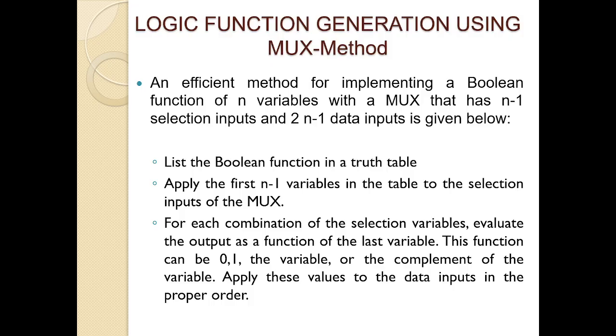Logic function generation using mux: an efficient method for implementing a Boolean function of n variables with a mux that has n-1 selection inputs and 2 power n-1 data inputs is given below. List the Boolean function in your truth table. Apply the first n-1 variables in the table to the selection inputs of the mux. For each combination of the selection variables, evaluate the output as a function of the last variable. This function can be 0, 1, the variable, or the complement of the variable. Apply these values to the data inputs in the proper order.